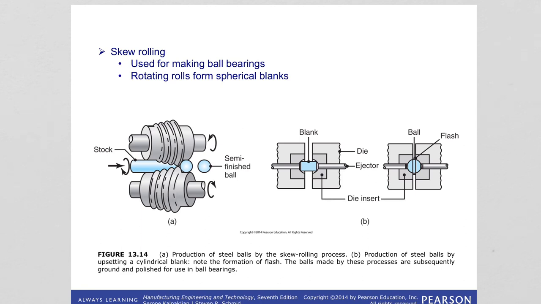So, screw rolling. This technique is typically used for making ball bearings. What happens is that a round wire or rod is fed into the roll gap, and by the action of the rotating rolls, the balls are created.